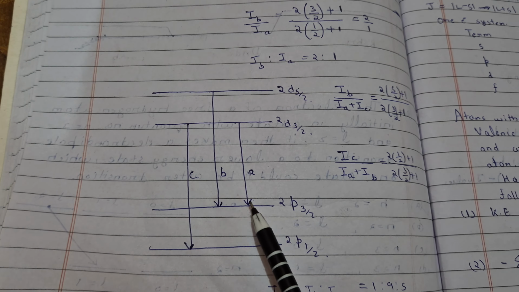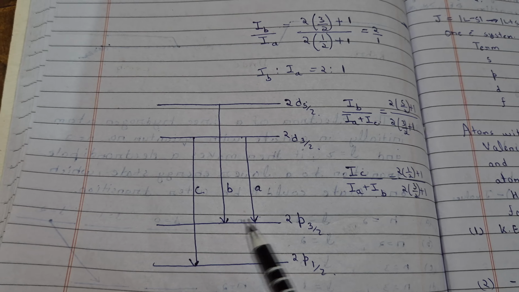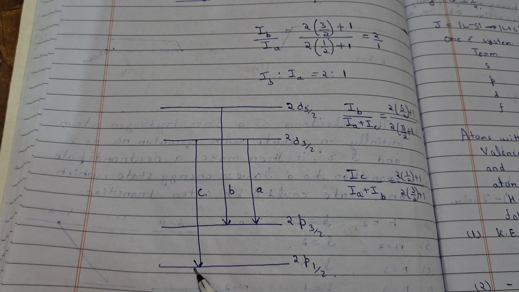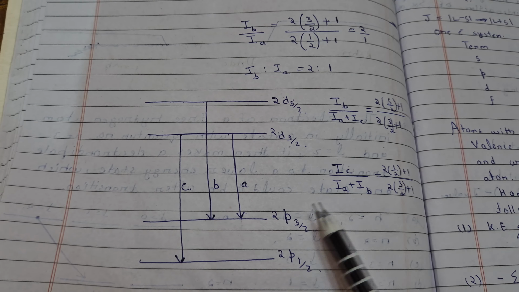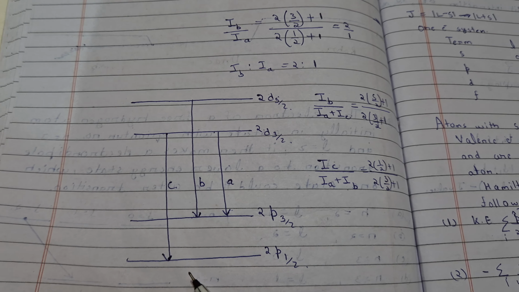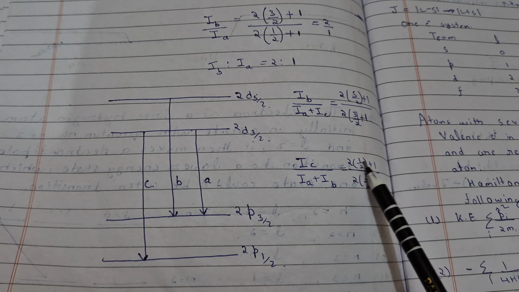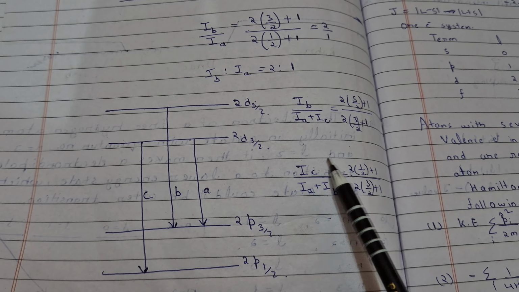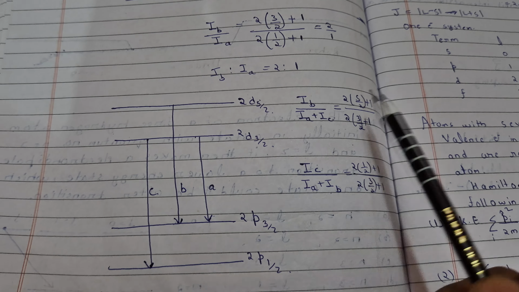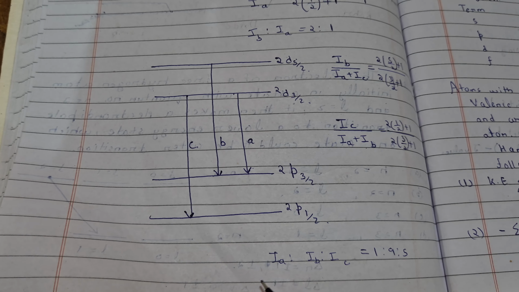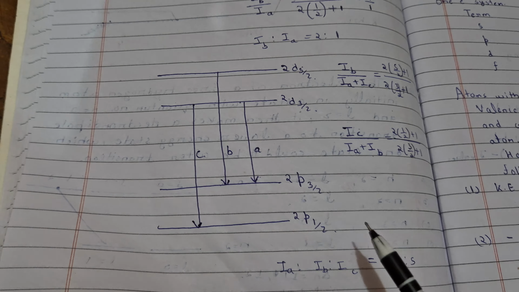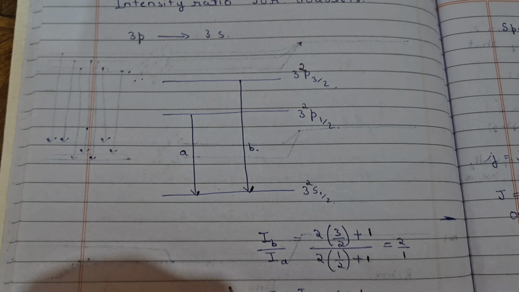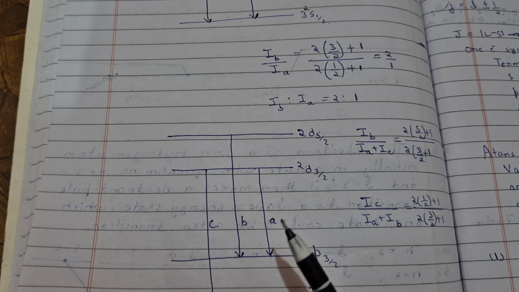For the second equation we will take these two lines. For this first one it is proportional to the sum of A and B, and for this it is proportional to C. So IC divided by IA plus IB, where IC is proportional to 2J plus 1 with J equal to half, and for IA plus IB it will be 2 times 3/2 plus 1. So you will get two equations from here, and now you can easily find the ratio, and you will get the ratio as 1:9:5. So they can ask you a question based on this intensity ratio for doublets. You must remember all these things as I told you.